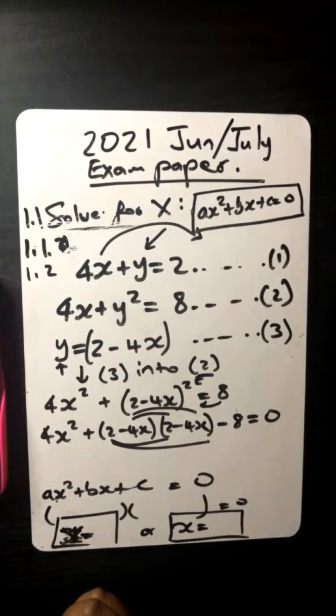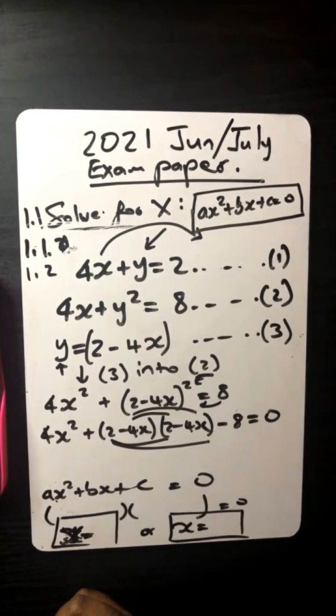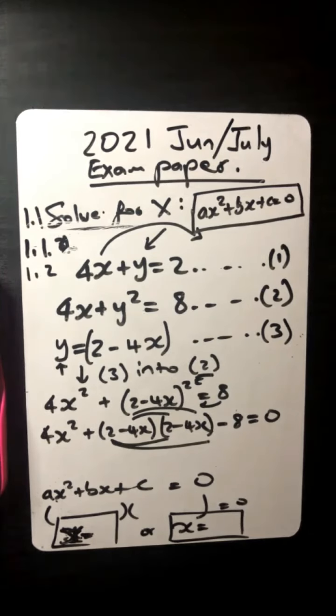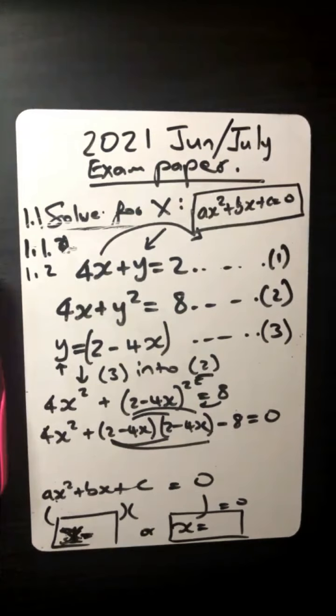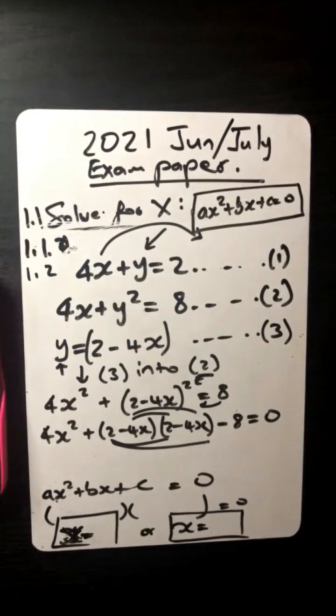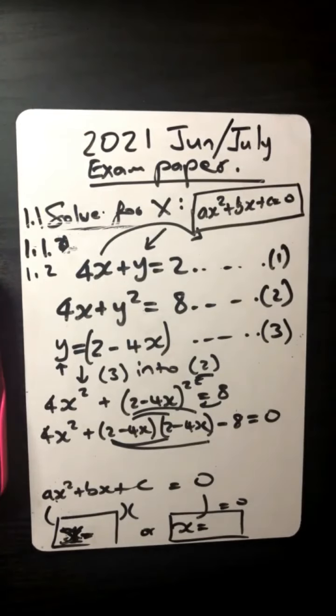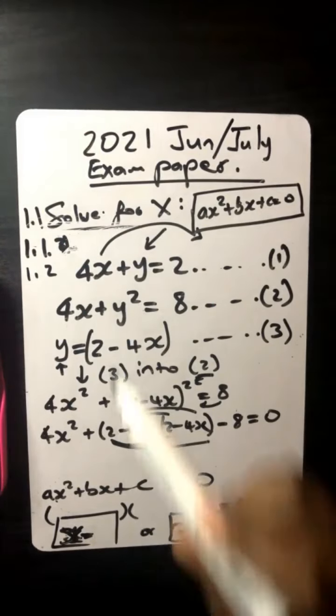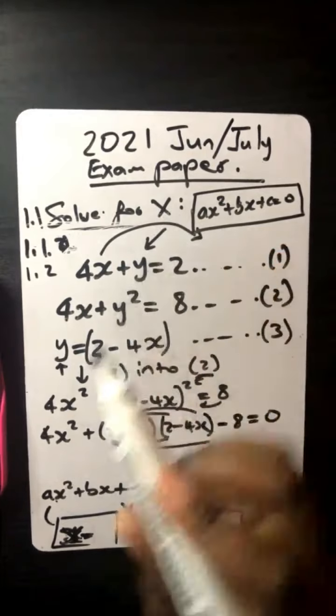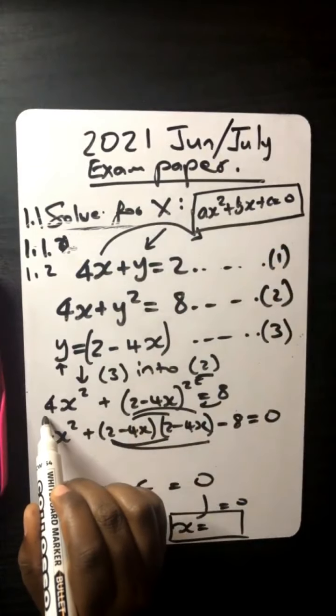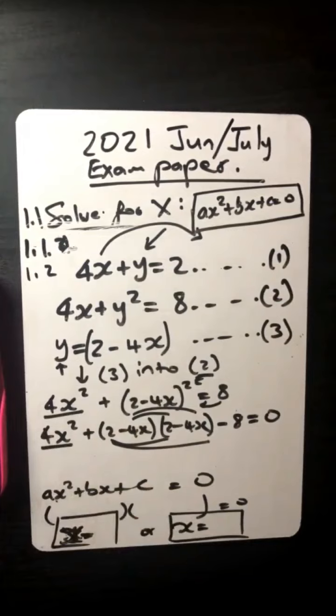I didn't understand where you get 4x squared. 4x squared, let me see. Is it me who made a mistake? It seems like I made a mistake. Let me check. Where did we get it? Yeah, no, I think it's a mistake. Let's see. I'm sure you are talking about that one, isn't it?